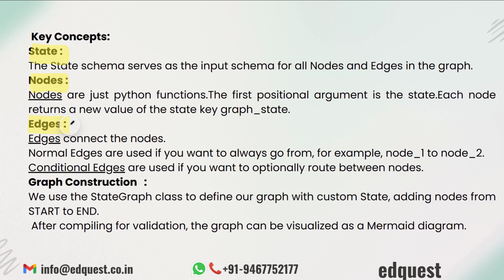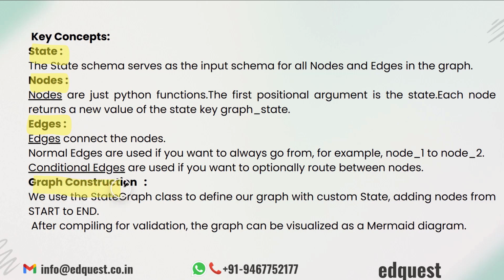Then next we have edges. Edges are what connect nodes in a graph. There are two kinds of edges. First one is the normal edge, which always moves forward, like from node 1 to node 2. And another one is conditional edges, which allow for decision making. Maybe we go through one node if a check passes or another if it fails. This makes LangGraph flexible for dynamic routing based on the state value, a key requirement in adaptive agents.